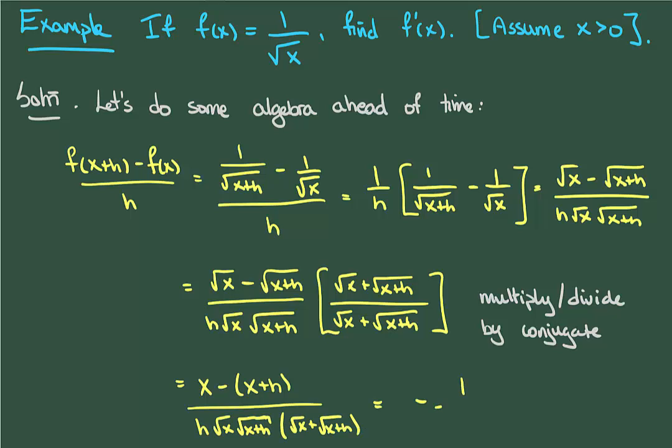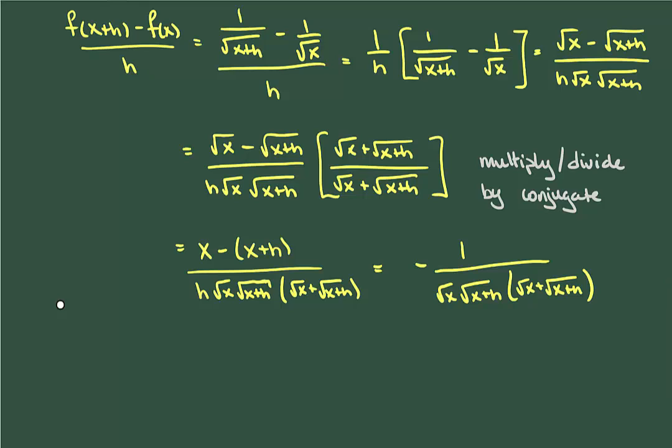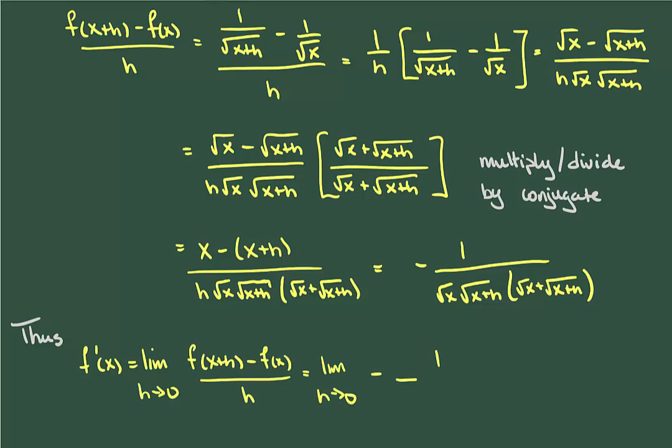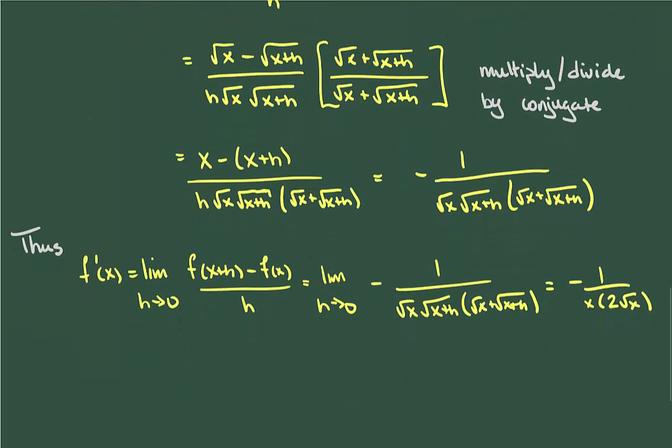It leaves a negative h in the numerator, which will cancel an h in the denominator, and this leaves us with something that we can plug h into. So now we can go back to the limit. The derivative of f at x is thus the limit as h goes to 0 of our usual difference quotient, which we've simplified as above. And if we just plug h equals 0 into this, we get 1 over x times 2 times the square root of x, or we could write that as 1 over 2x root x.